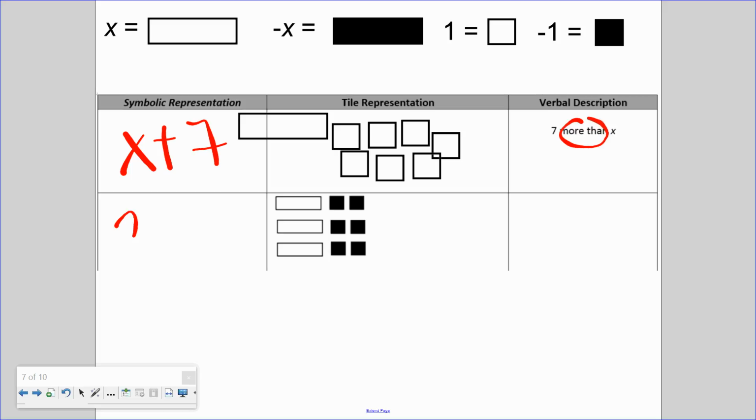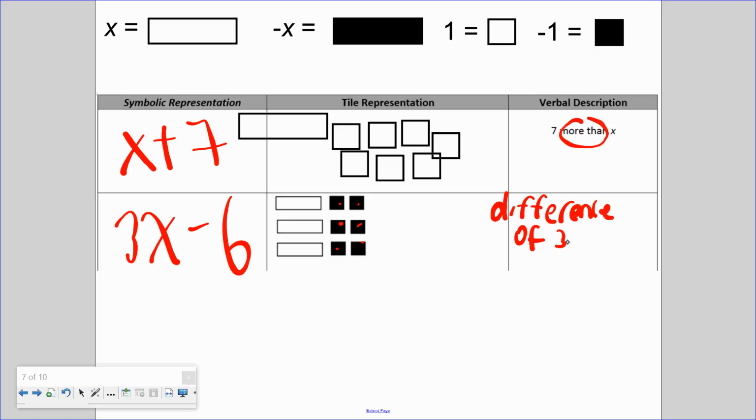The next one, what representation is here? I see 3 x's. And black represents -1: -1, -2, -3, -4, -5, -6. 3x minus 6. So you can say it as the difference of 3x and 6.